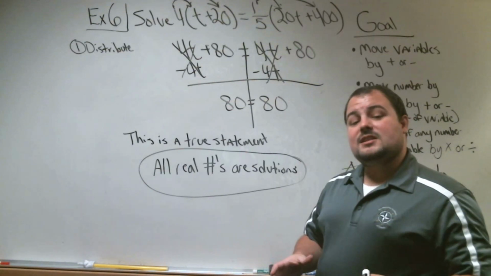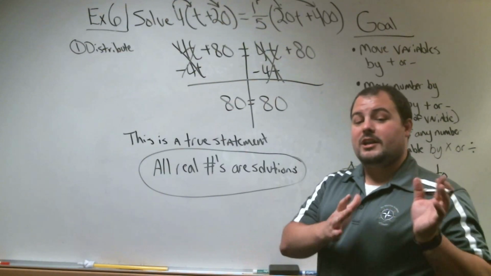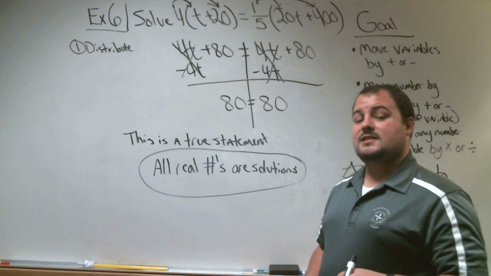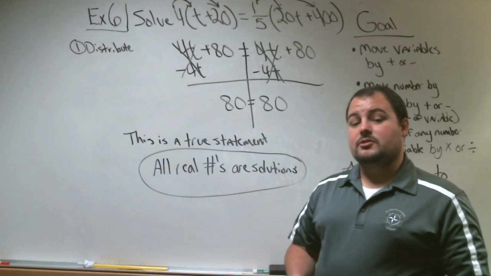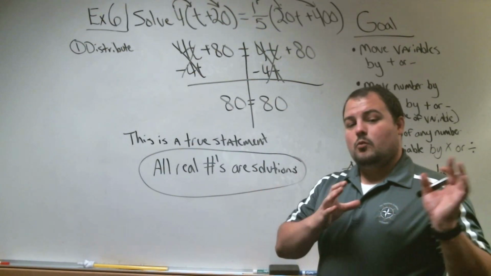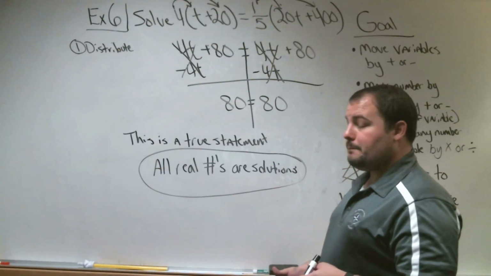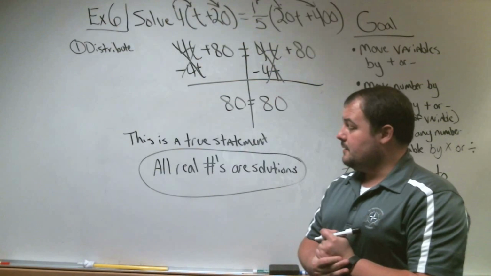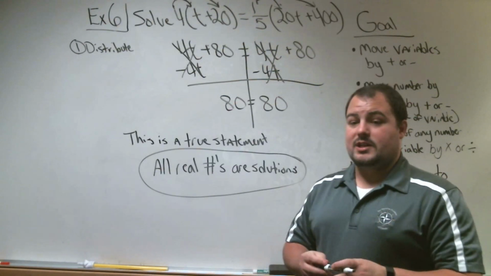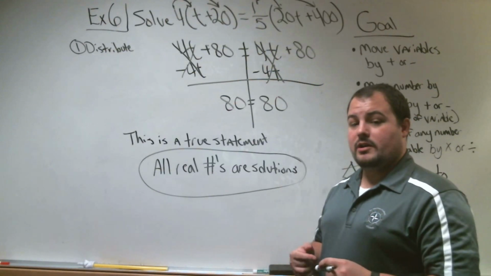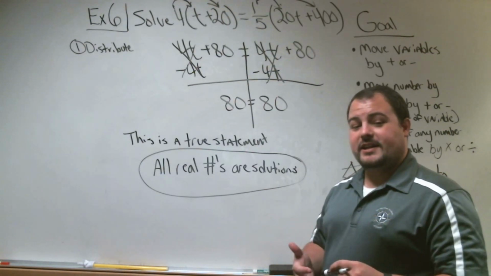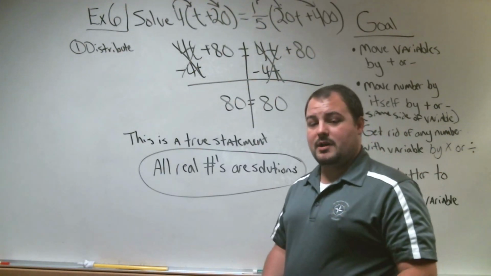So what that means is we can plug in any number in the world, and it's always going to make the left side equal to the right side. So all real numbers are a solution because we have a true statement where the left side is equal to the right side. And yeah, we can plug in whatever we want, and it will always be a true statement. So let's keep going. This is an example of an identity. Let's see what we can do for a few more problems.